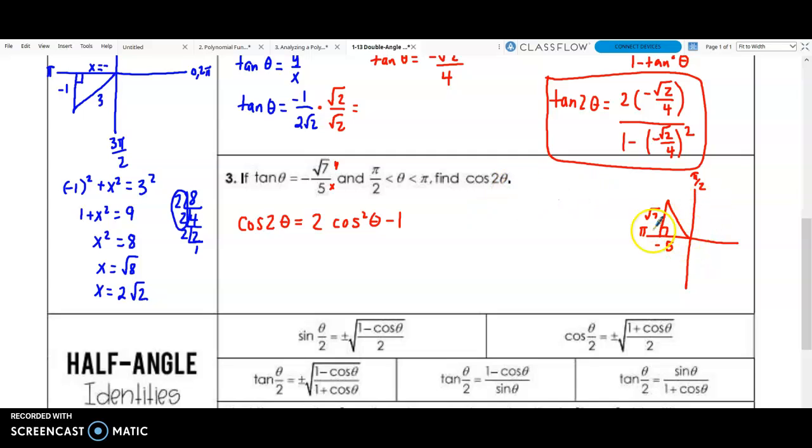So then we'll do the Pythagorean Theorem to find the radius, since we need that for cosine. Negative 5 squared plus square root of 7 squared equals r squared. So 25 plus 7 equals r squared, 32 equals r squared, and then do the cake layer method, but r is equal to 4 square roots of 2.